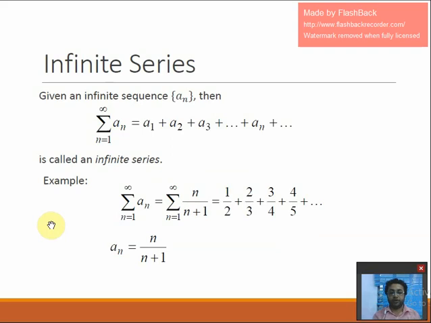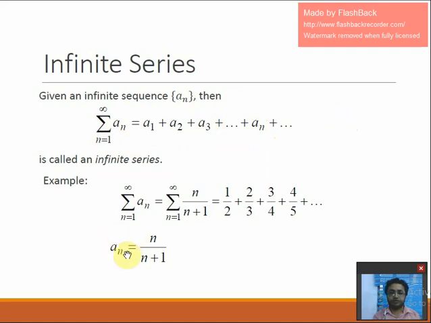Now, we come to our main part, that is the infinite series. What is an infinite series? First, the definition. Suppose a_n is a sequence of numbers, the terms are a1, a2, a3 up to a_n. Now, if we sum up all these terms, a1 plus a2 plus a3 plus a4 up to n and so on, then this is called an infinite series. The terms go up to infinity.